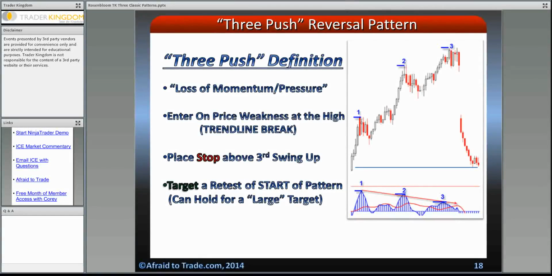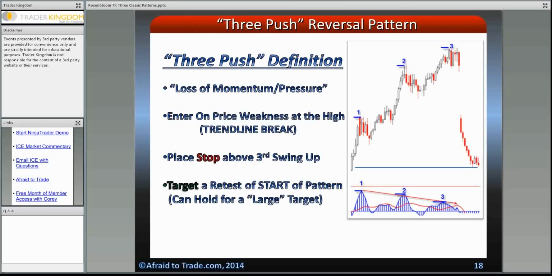Anyway, this is a 3 push pattern. You may have heard Linda Raschke, I think she calls it 3 little Indians. I actually learned this from Larry Pesavento. He calls it 3 drives to a top. Larry Williams, the list goes on and on. I don't think Edwards and McGee used this pattern. They called it something different, if they even called it that. And Dow, I don't think ever talked about this. But nonetheless, this is what's considered a 3 push pattern.